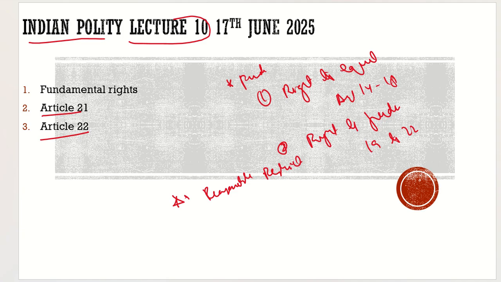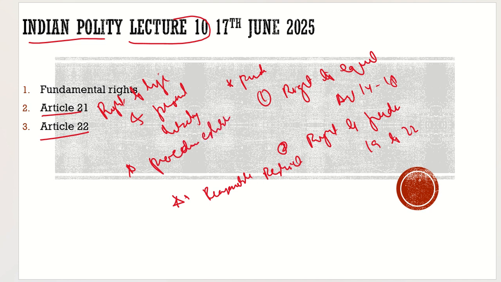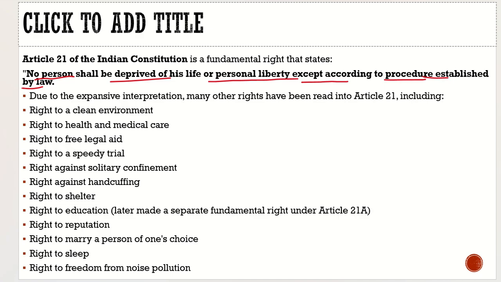So in general, article 21 is about the right to life and personal liberty. And what is the exception? Procedure established by law. So article 21 is about the right to life and personal liberty, and the exception is procedure established by law. Again, I would like to read the article here. No person shall be deprived of his life or personal liberty except according to the procedure established by law.